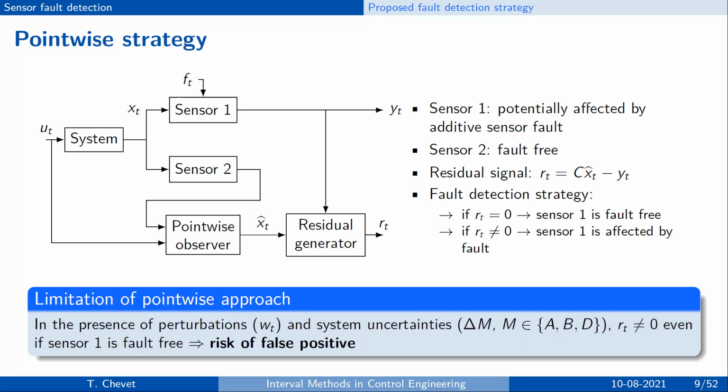So, I go back a bit. The limitation of this pointwise approach would be in the case of perturbation, system uncertainty and model uncertainties. Even if the sensor is fault-free, we could have a fault detected. So in the literature, we find a strategy that consists in taking an additive threshold under which we consider that there is no fault.